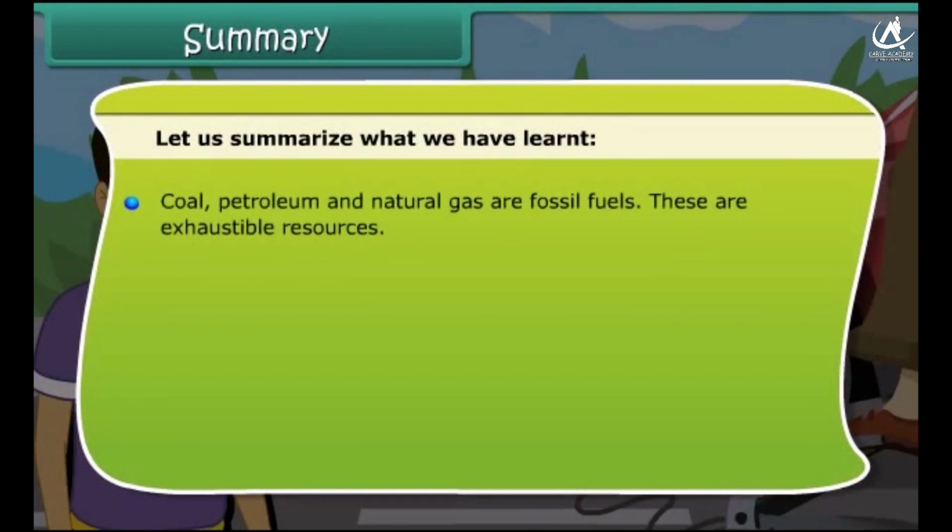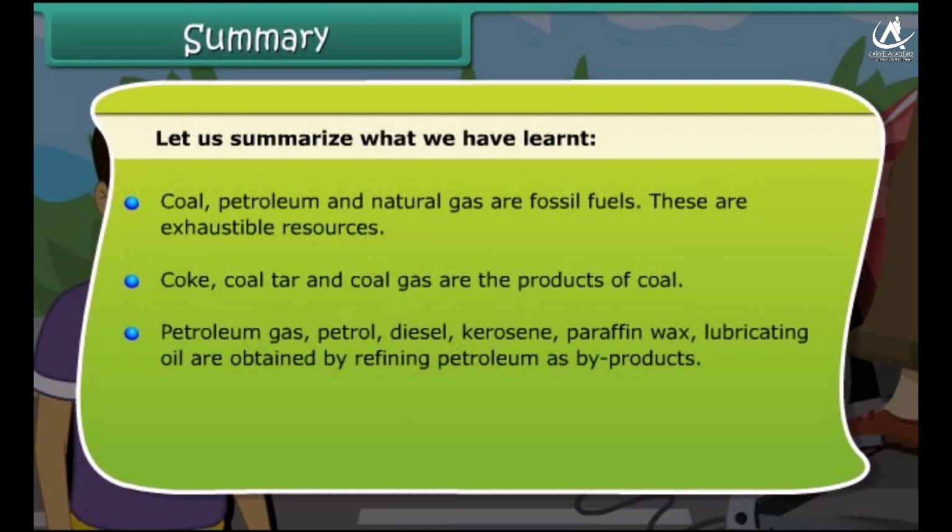Coal, petroleum, and natural gas are known as fossil fuels. These are exhaustible resources. Coke, coal tar, and coal gas are all products of coal. Petroleum gas, petrol, diesel, kerosene, paraffin wax and lubricating oil are obtained by refining petroleum as byproducts. We should use coal, petroleum, and CNG judiciously.